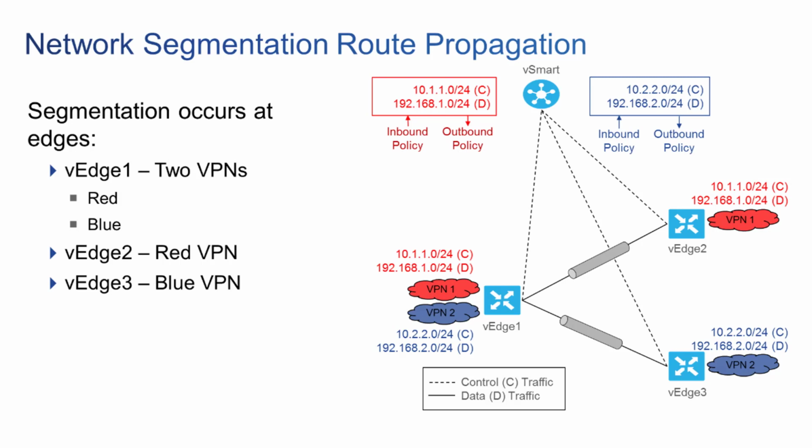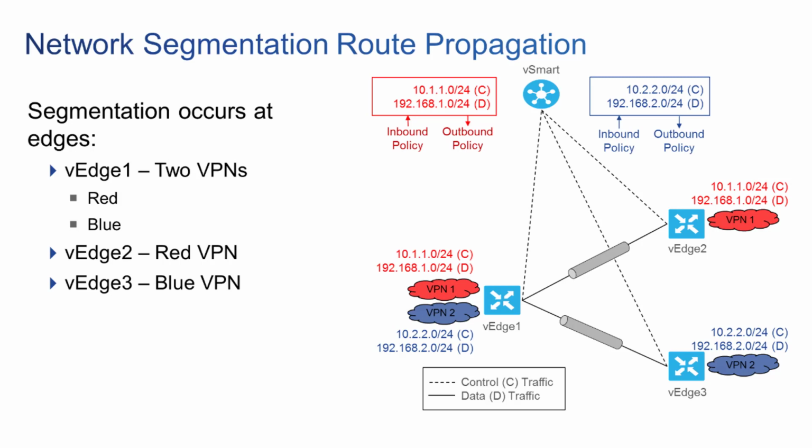On the vSmart controller, the network administrator can then enforce policies to drop routes, to accept routes, etc., or to change things like TLOCs. Maybe we're doing some sort of traffic engineering, maybe we're doing some service chaining, or to simply change the VPN ID. You as the network administrator can apply those policies as an inbound policy or as an outbound policy on the vSmart controller. All the prefixes belong to a single VPN, and they're kept in a separate routing table.